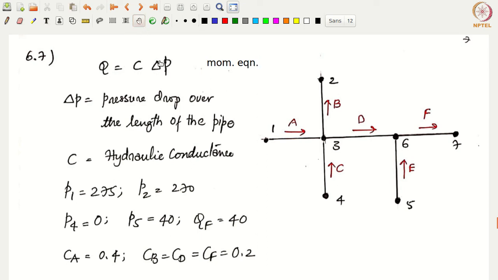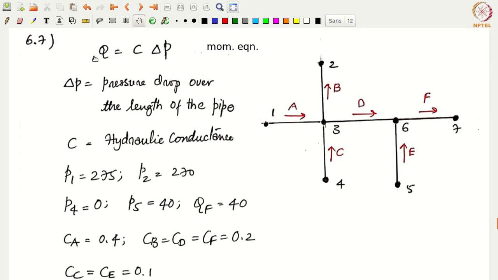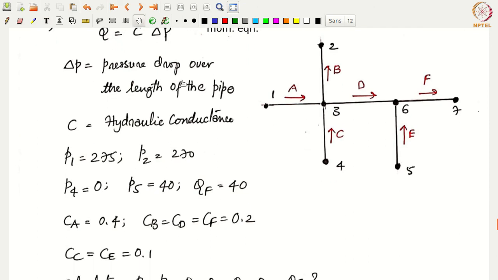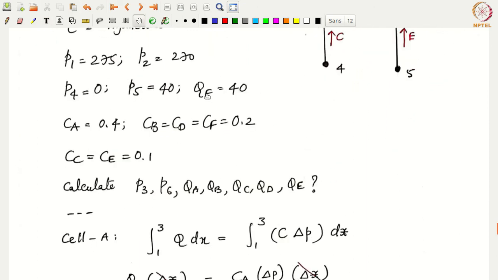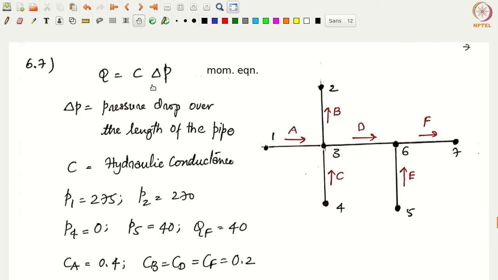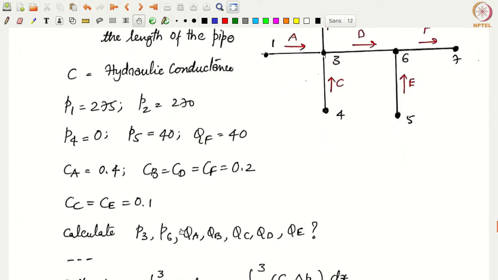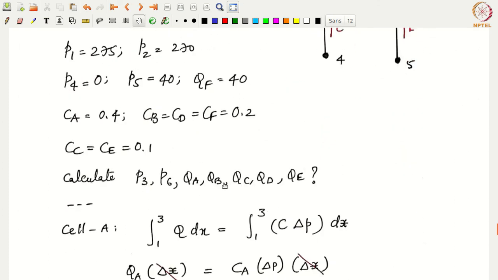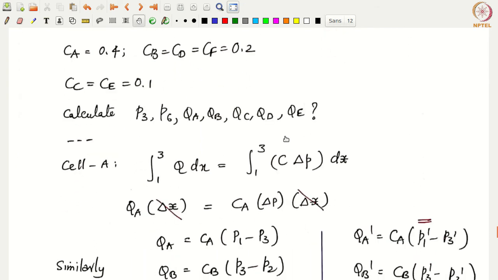So dP/dx is not given. Similarly, the dP/dx of this pipe is not given. So this is the momentum equation. That means we have to solve this equation at locations A, B, C all the way to F, right? That's what we have to do. So we have to calculate these two pressures and the flow rates for A to E. All right, that means we know that this is the momentum equation.